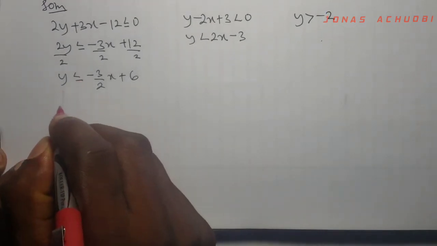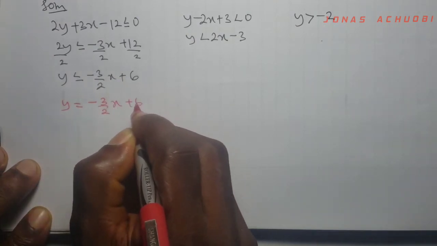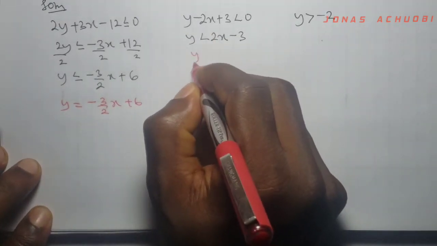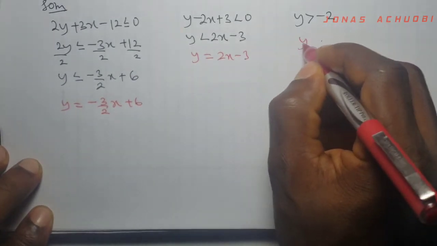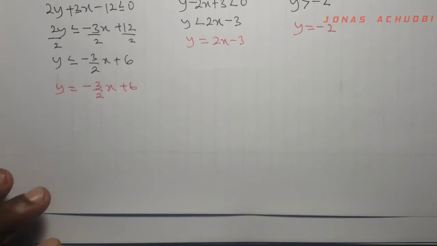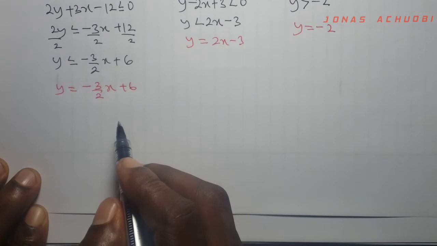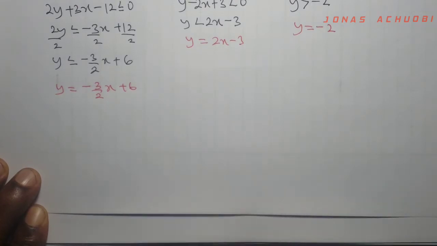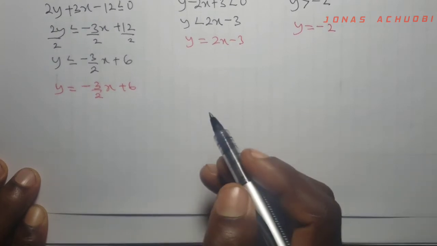So for the first one, we now have y equal to minus 3 over 2x plus 6. For the second one, we have y equal to 2x minus 3. And for the third one, we have y equal to negative 2. So the next step is to find two coordinates which we are going to mark on our xy plane. Like we did earlier, we put x as 0 first, then put y as 0 later.